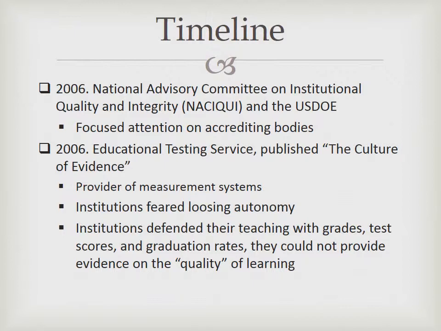And some institutions feared losing their autonomy. They feared overregulation, and they feared that they were losing control. One way they defended themselves was to produce the grades of their students, their test scores, and also their graduation rates. While this data was well and good, it could not provide the right kind of evidence to demonstrate the quality of the learning that students were receiving.